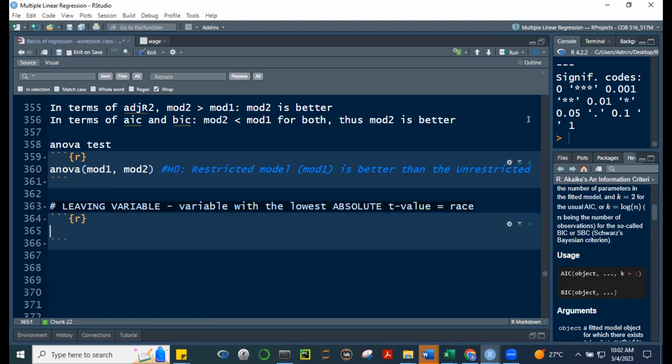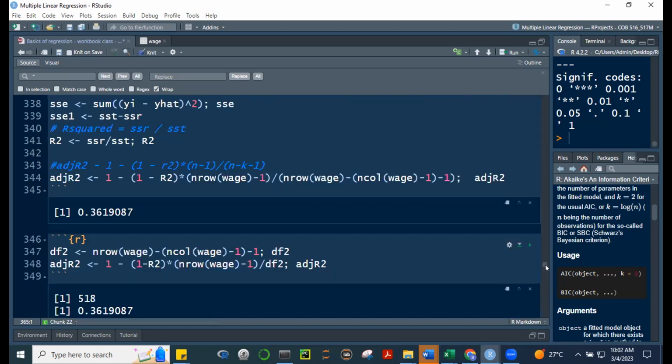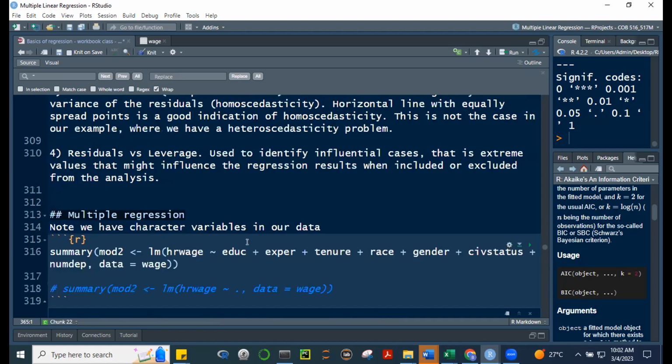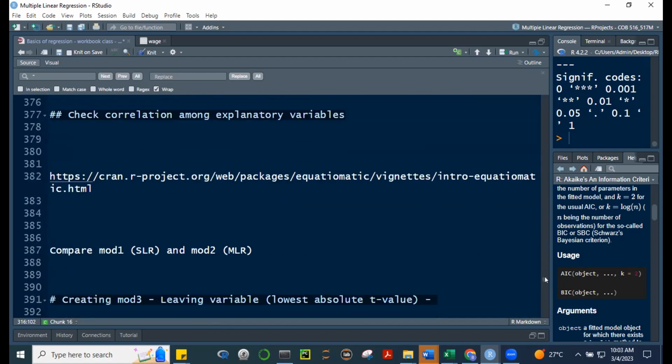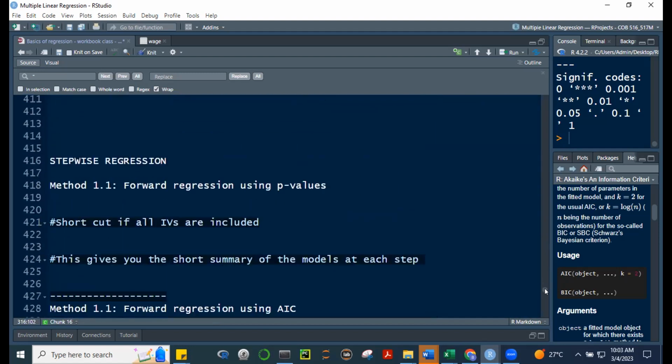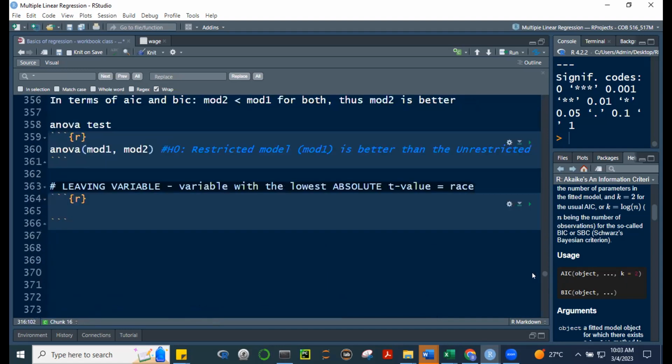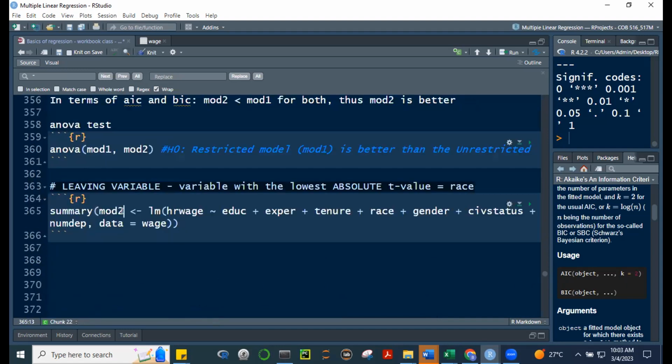So we're going to remove this. Let's copy our model to make it faster. This one, Control C. Where are we? Here. Okay, Control V. And let's call this model 3. Let's now call this model 3, and then we're going to remove race. There. Okay, race is gone.